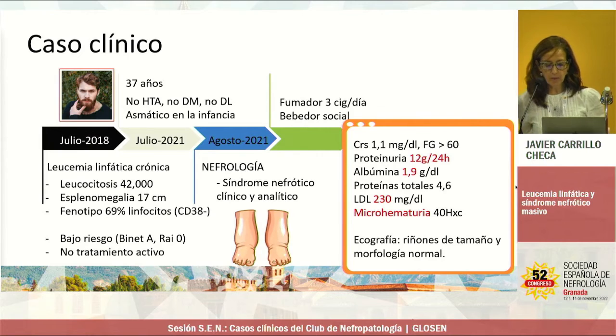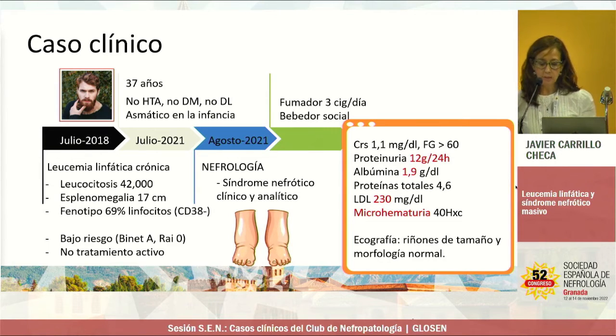Bueno, pues este es nuestro paciente, un varón de 37 años sin antecedentes patológicos de interés, que 3 años antes de llegar a nuestra consulta fue diagnosticado de una leucemia linfocítica crónica, cursaba con leucocitosis, esplenomegalia y venía siguiendo revisión en consulta de hematología. Había sido catalogado como un paciente de bajo riesgo, no estaba sintomático y por eso no se le había indicado ningún tratamiento.